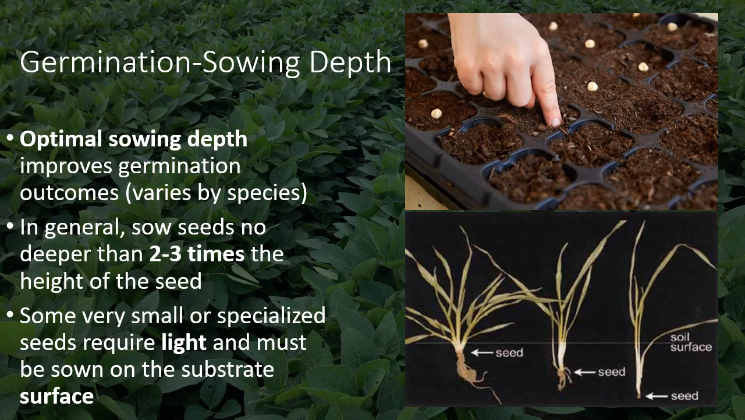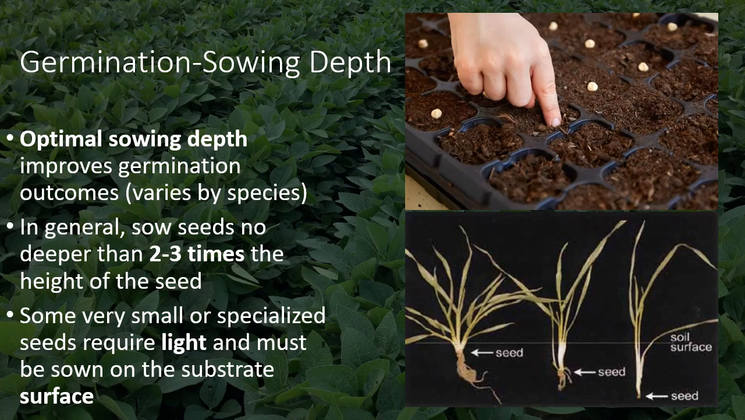Optimal sowing depth is also beneficial for germination. You're going to have much better outcomes if you sow your seeds to the correct depth. And once again, this is going to vary by species. As a general rule, no deeper than 2 to 3 times the height of the seed is a good recommendation. It's kind of a good rule of thumb. But this certainly does not apply to all seeds.